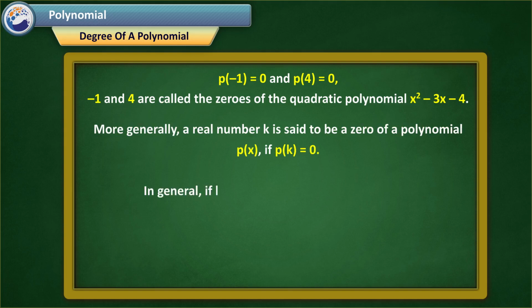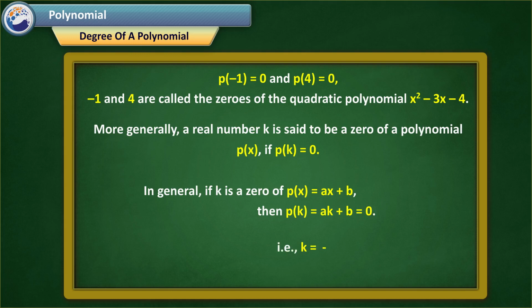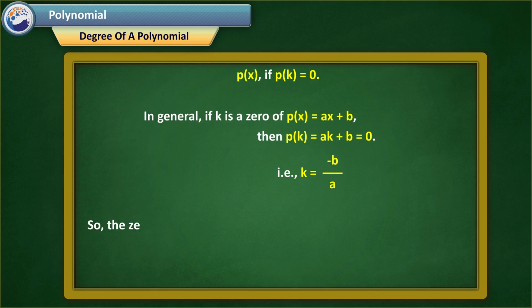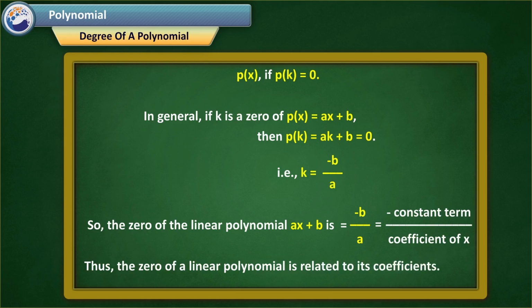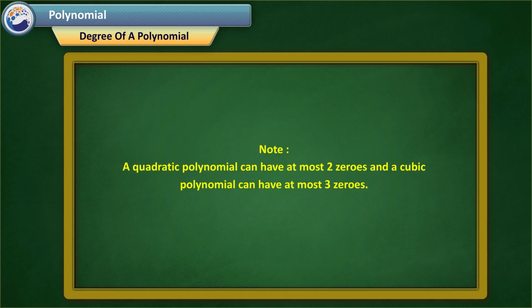In general, if k is a zero of p of x, then p of k is equal to ak plus b, that is equal to 0. That is, k is equal to minus b by a. So the zero of the linear polynomial ax plus b is minus b by a, which is equal to minus the constant term upon the coefficient of x. Thus, the zero of a linear polynomial is related to its coefficients. Note: a quadratic polynomial can have at most 2 zeros and a cubic polynomial can have at most 3 zeros.